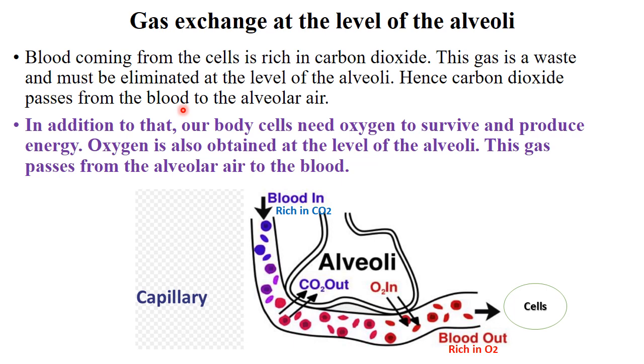How does gas exchange occur at the level of alveoli? Blood coming from the cells is rich in carbon dioxide. This gas is a waste and toxic, so it must be eliminated at the level of alveoli. Therefore, carbon dioxide passes from the blood to the alveolar air. In addition to that, our body cells here need oxygen to survive and to produce energy. Where is oxygen obtained? Oxygen is also obtained at the level of alveoli. So, this gas passes from the alveolar air to the blood and then is transported to the cells. This is how gas exchange occurs at the level of alveoli. So, briefly, carbon dioxide passes from the blood to the alveolar air, while oxygen passes from the alveolar air to the blood. This is why when we exhale the carbon dioxide.